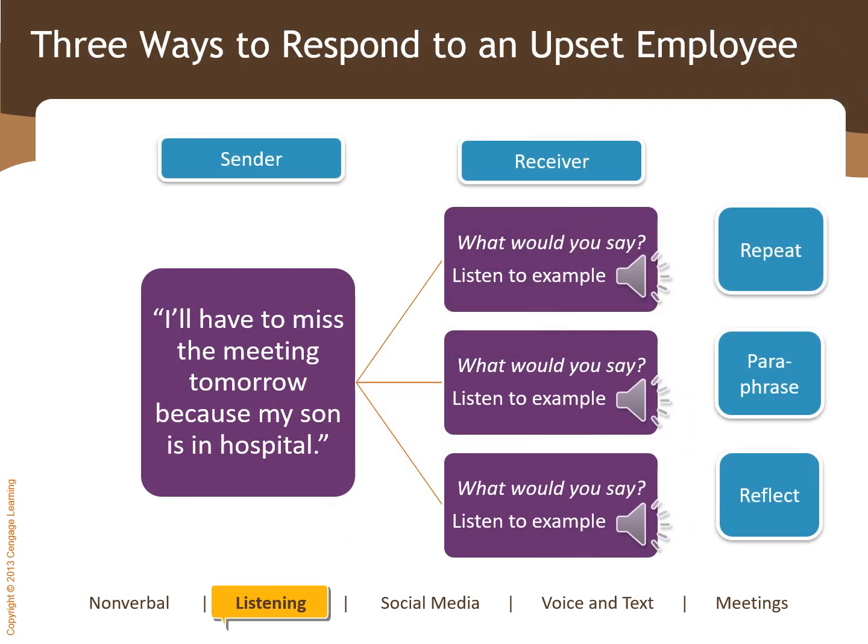Here is now a practical example of how to respond to an upset employee. So an employee comes to you and says, so this is the sender of the message, that they have to miss the meeting tomorrow because he has a son who is in the hospital. So this is a person who is in distress. They come to you bearing bad news and they want your help to miss the meeting or miss work tomorrow.